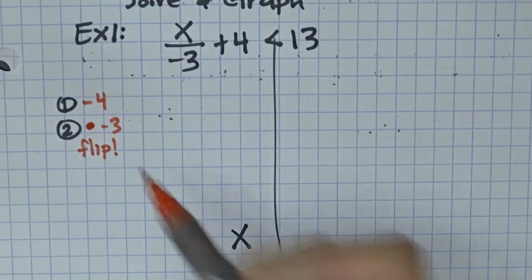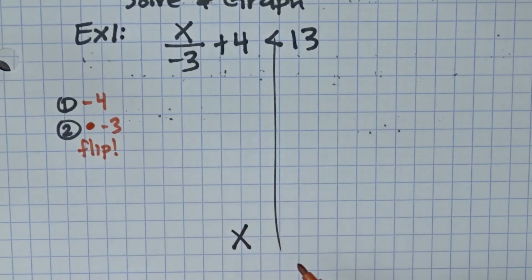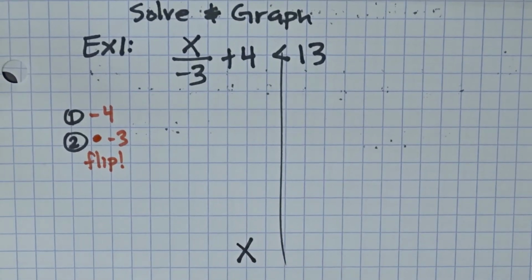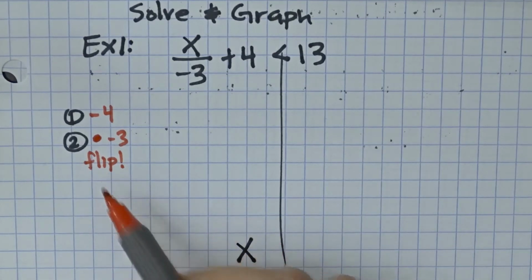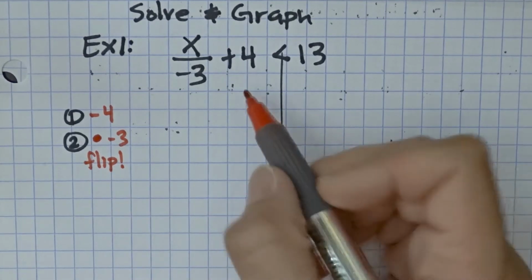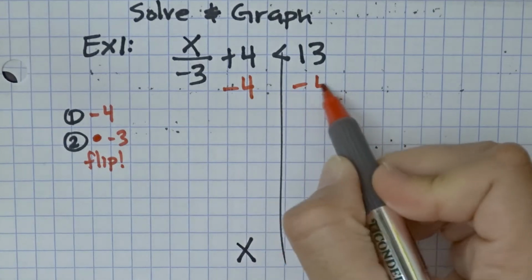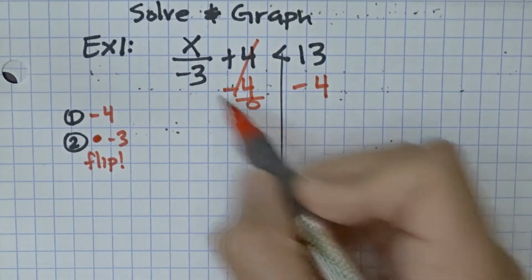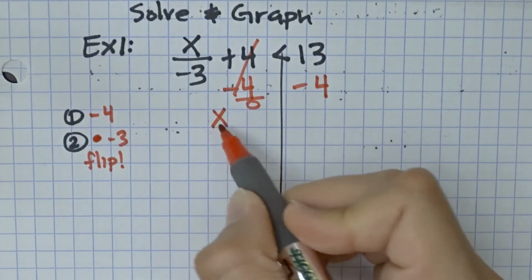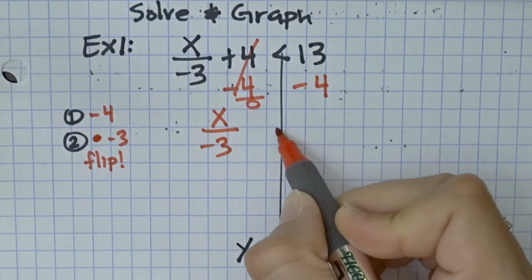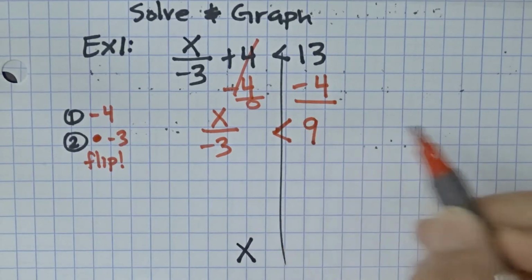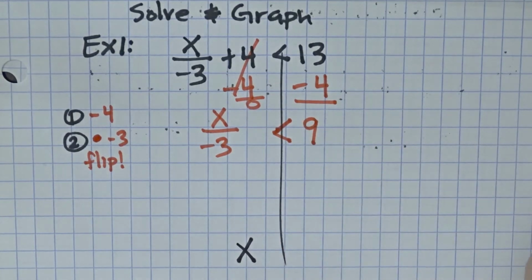I can already tell that I did multiply by a negative number. I will go into negative world. My inequality will be false unless I flip it. So now let's go ahead and solve this. That's 0. I'm going to bring down what's left. X over -3 is less than 9. So step 1 is done.